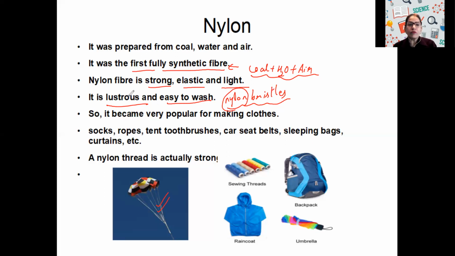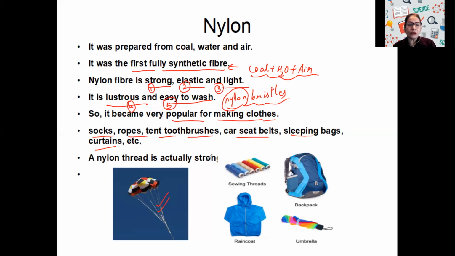So nylon fiber is strong, number one; it is elastic and it is light; fourth, it is lustrous; and fifth, it is easy to wash. So it became very, very popular for making clothes also because it is easy to wash. It dries also easily. Then socks, ropes, tents, toothbrushes, car seat belts, then sleeping bags, curtains. There are many things made of nylon.